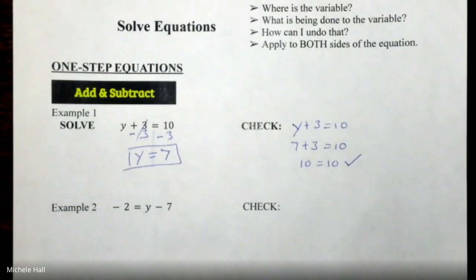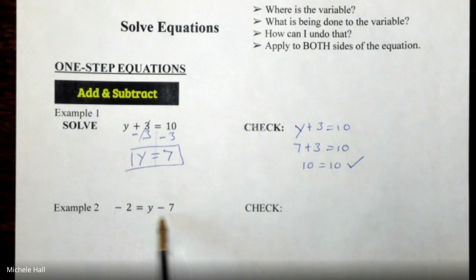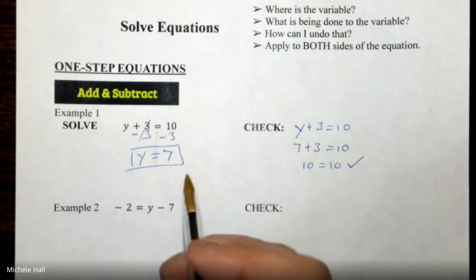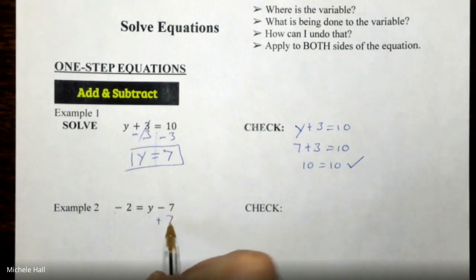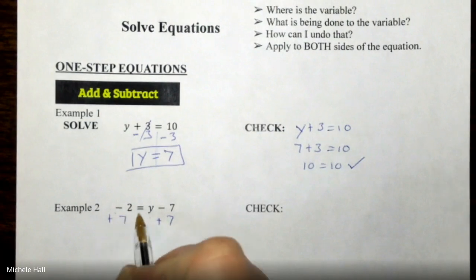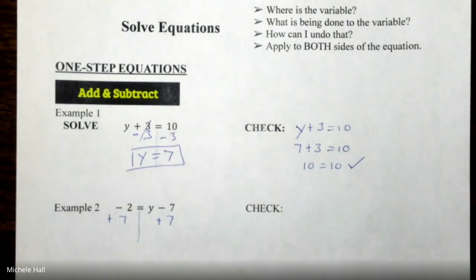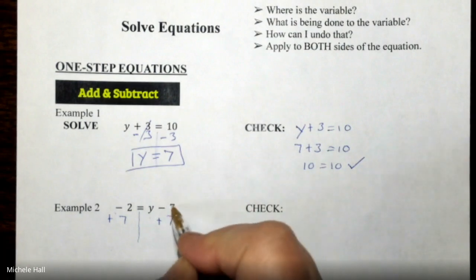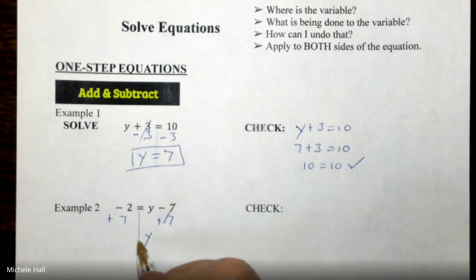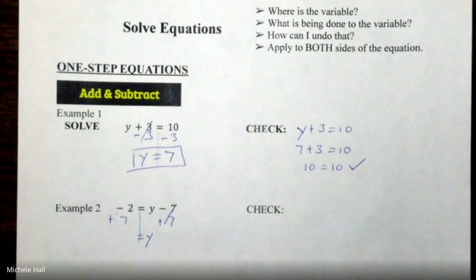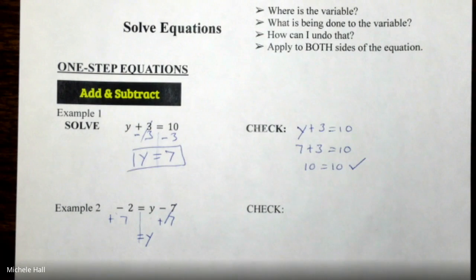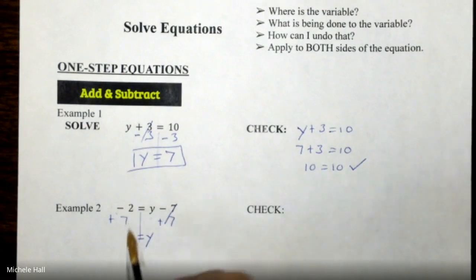Example 2, where's the variable? This time it's on the right-hand side of the equation. What's being done to the variable? Y is being subtracted by 7, and I can undo that by adding 7 to both sides of the equation. There's my equal sign. I am adding 7 to both sides of the equation. Negative 7 and positive 7 cancel, and I have y. Bring down my equal sign. Negative 2 plus 7. Or I can say 7 subtracting 2.